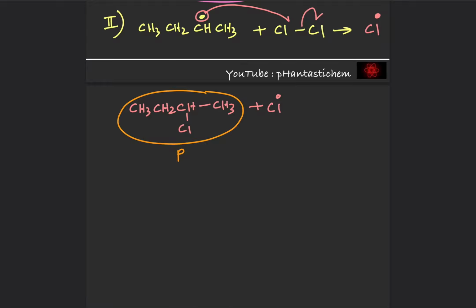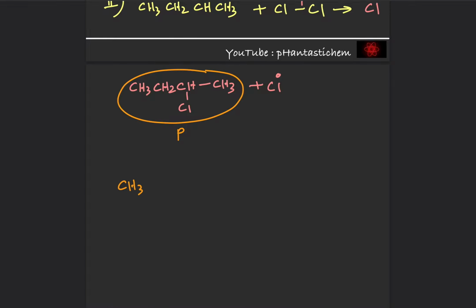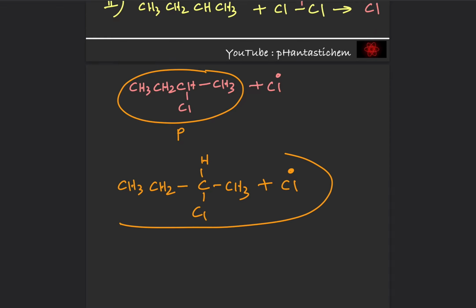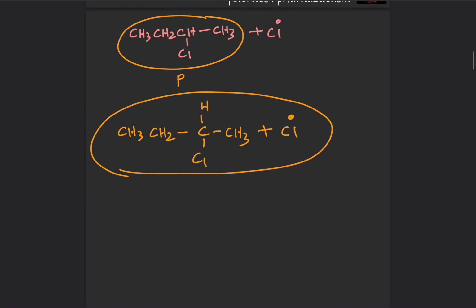Okay, and according to the question, we are chlorinating P further to get dichloro compounds. That is, we are reacting this CH3, CH2, CH, Cl, CH3 with more chlorine free radicals. Okay, so when we react it with more chlorine free radicals, there are four possibilities. Okay, four possibilities.